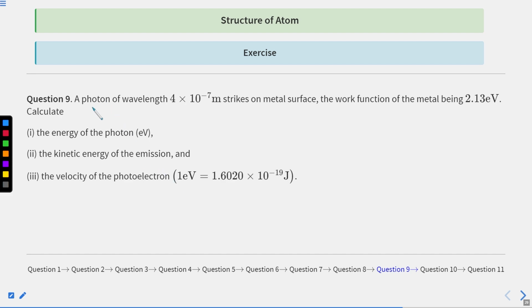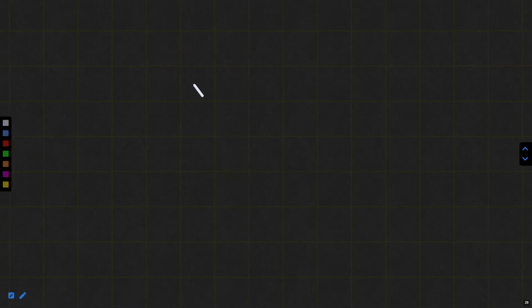Next, a photon of wavelength 4 into 10 to the power minus 7 meter strikes a metal surface. The work function of the metal is 2.13 electron volt. So this is the value of work function in terms of electron volt. The photon wavelength is given. We have to calculate the energy of the photon in electron volt. So first we will try to find the energy of the photon in terms of electron volt. We are given lambda, that is 4 into 10 to the power minus 7 meter.